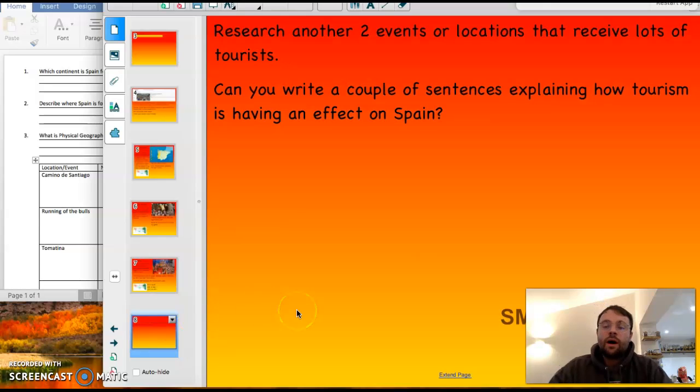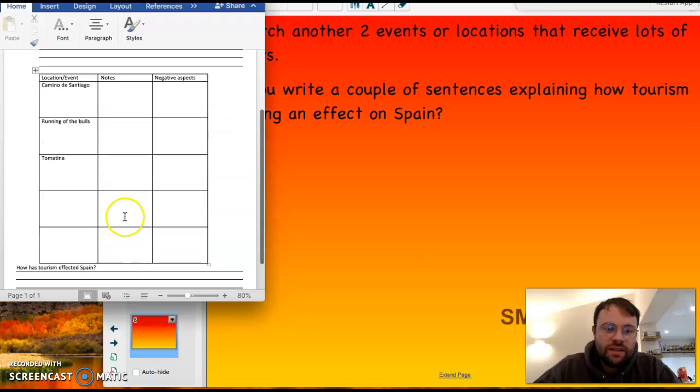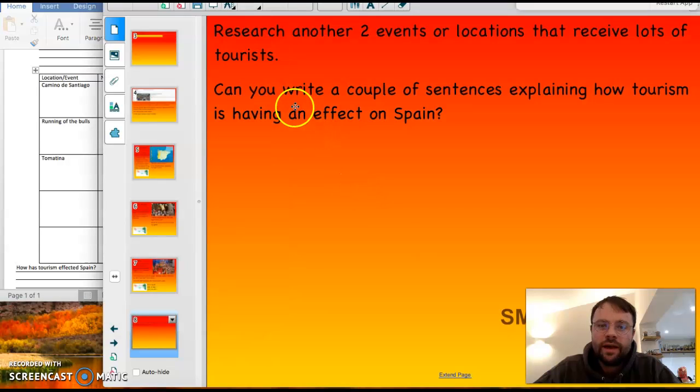Okay, so I've just given you three. I gave you the Camino de Santiago, I gave you the running of the bulls, and I gave you La Tomatina. I would like you to find out two more events or just famous locations in Spain that people are going to come out of their way to try and visit, okay? So again, you're going to have to make some notes on these two places. I've left you two boxes here. Make sure you include the negative aspects, so the bad things that happen when all of these people come, okay?